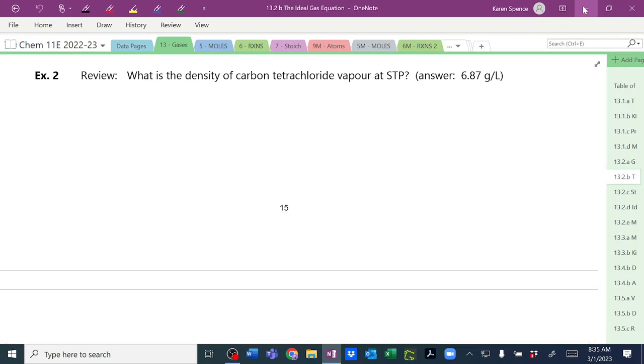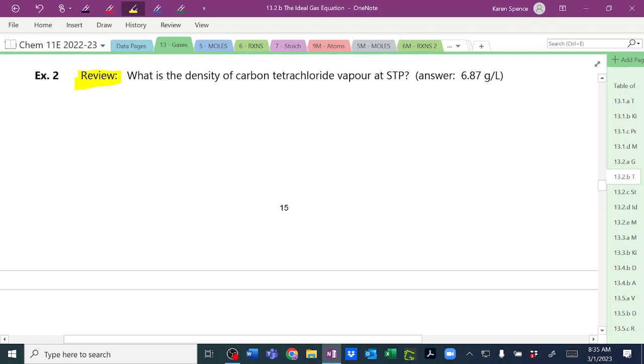And I need my gloves. And this is page 15, 1-5. We're looking at the density of carbon tetrachloride vapor at STP, and this is review. We actually did this kind of question last year.